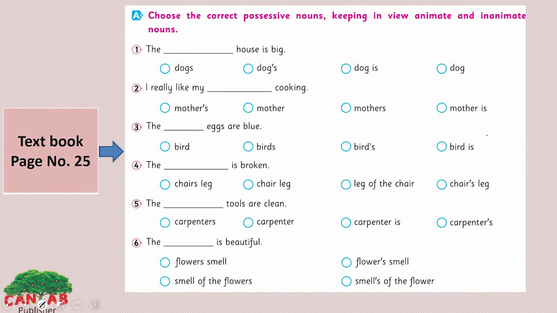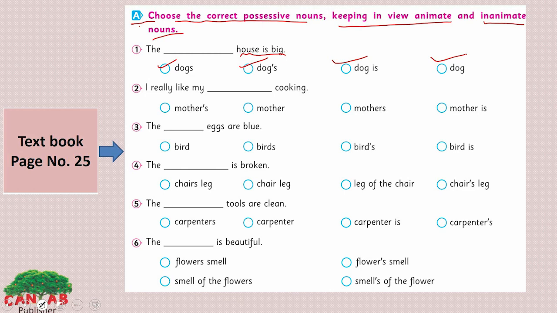Look at this one, section 8, page number 25. Choose the correct possessive nouns keeping in view animate and inanimate nouns. Again you have to choose the right one, but here you have to choose the right possession. Here we have apostrophe and s. This is from possessive nouns. Animate and inanimate, singular and plural possessive nouns here. The dog house is big. Here you have to choose the right option. Which one will be the right one?